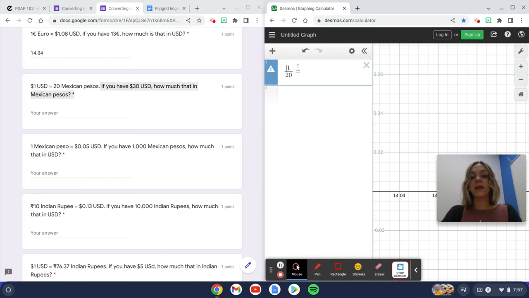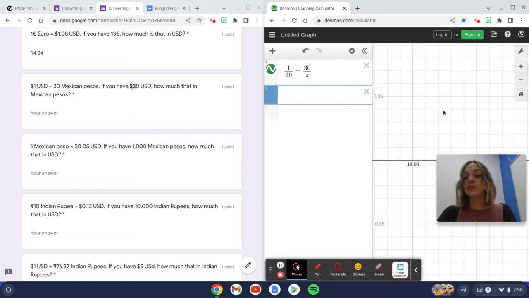Now I have to think, are they giving me US dollars, meaning I'm going to put that in the top? Or are they giving me pesos, which means I would put that in the bottom? Well, they're giving me 30 US dollars. So I'm going to say 30 up top because that's where my US dollars are, divided by X, which is going to be what I'm solving for, what the pesos are. Now, $1 is 20 pesos. So if I have $30, I should expect my answer to be a lot more than 30, because $1 gives me 20 pesos. So $30 is going to give me a lot of pesos.